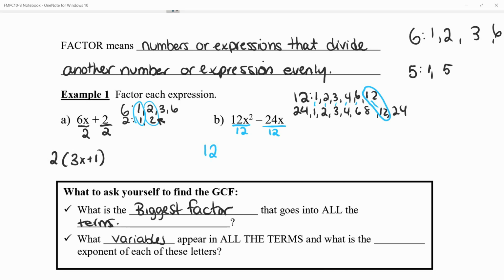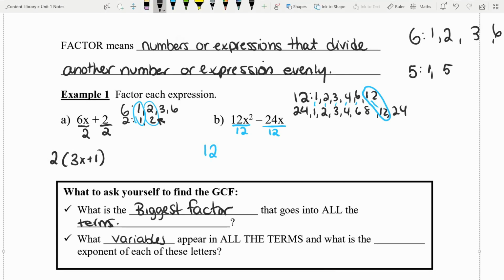Now, the second part of this that we didn't have to deal with in the first one is this time we have an x in both terms, right? An x in both. So when we have variables that appear in all the terms, we want to know what is the smallest exponent of each of these letters.